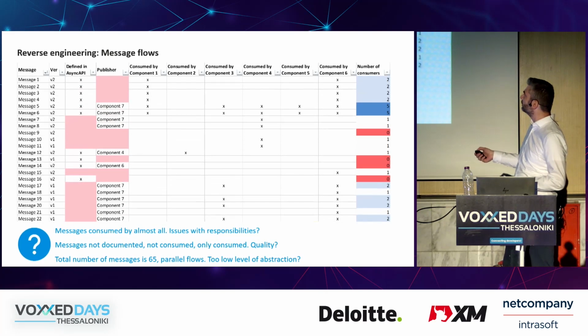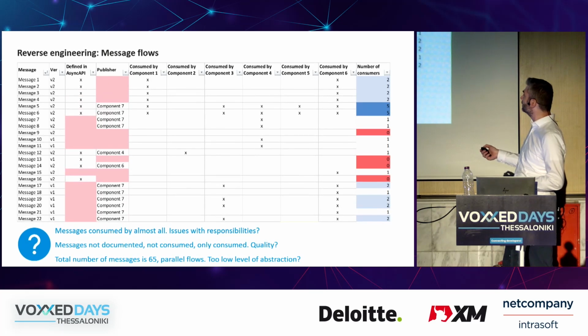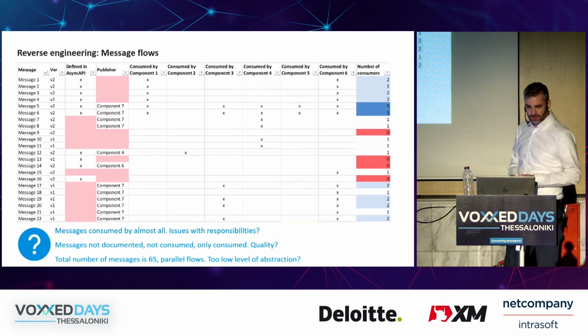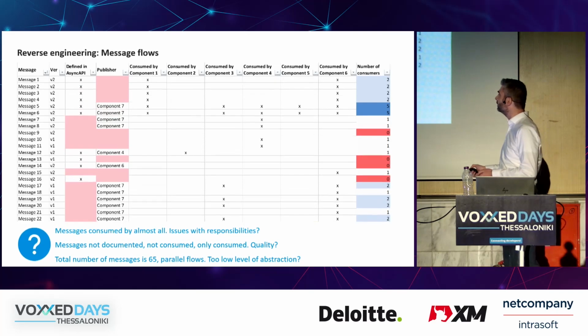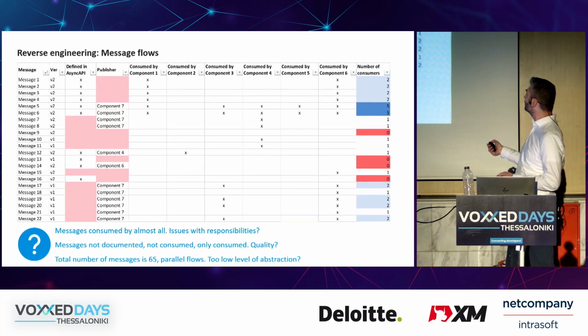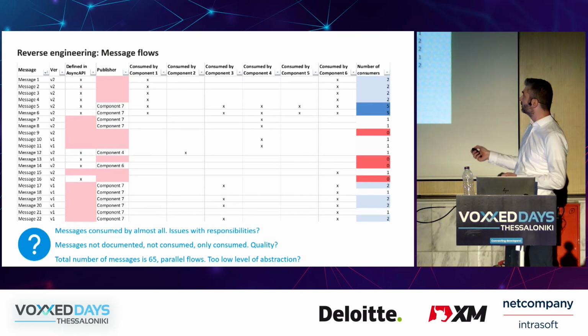Here you can see who is publishing the message and who is consuming the message, and how many consumers there are. There were some interesting things in this table as well. Firstly, not every message had a publisher, which was strange. Not every message had a consumer, similarly to the previous slide. But there were some messages which were consumed by almost all of the consumers.